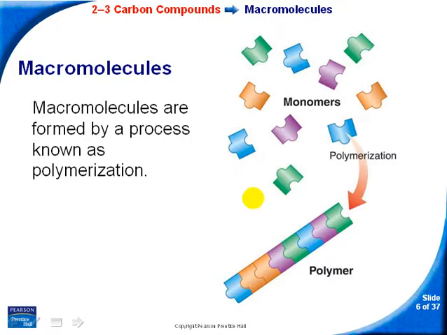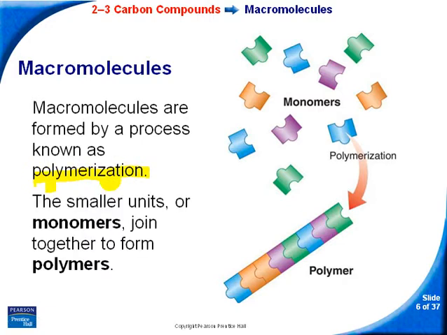Macromolecules are larger molecules that are formed by a process called polymerization, and the smaller units called monomers join together to form polymers. So these small little parts being monomers, and then when these units are joined together in a process called polymerization, they then become a longer molecule called a polymer.